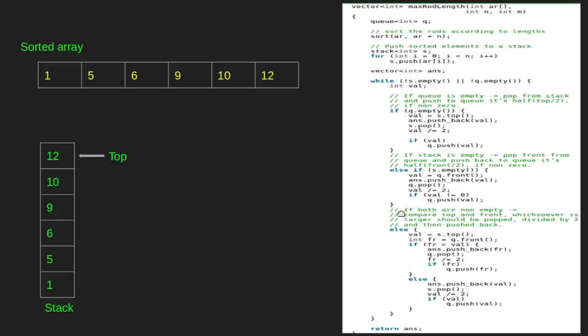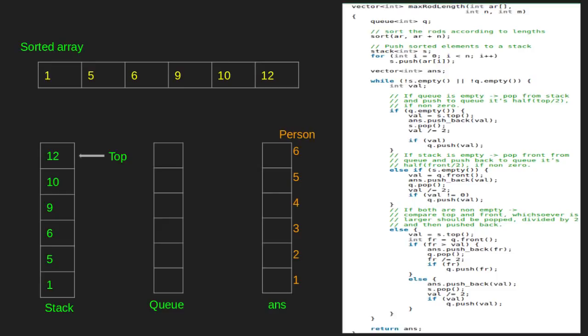Now, in this loop, we'll push the sorted elements into the stack. Now, in this while loop, we'll calculate the rod length taken by each person. Let us iterate for the first person. Since the queue is empty, we'll pop from the stack and push the rod of length 12 by 2, that is 6, in the queue. Thus, person 1 got a rod of length 12.